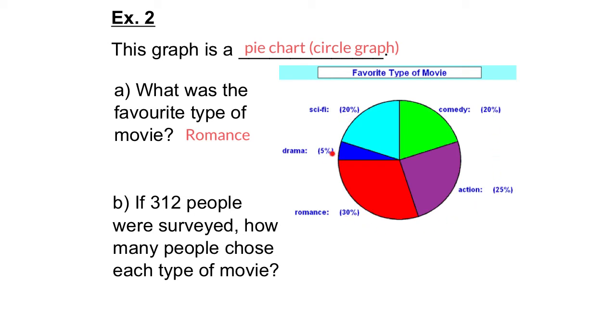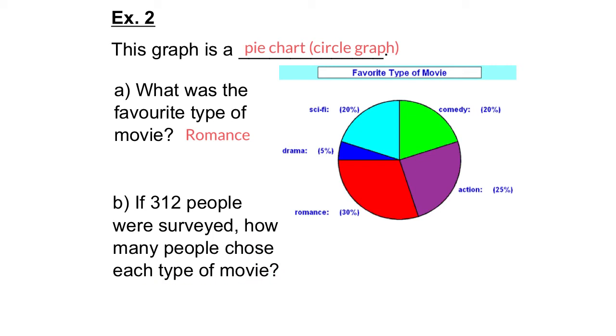20% said sci-fi, 5% said drama, 30% romance, 25% action, 20% said comedy. But those are percentages of people who answered. It's not the number of people who said these things. It's the percentage of the people who said these things. So if you want to know the number of people who answered these things, you're going to have to do a calculation. So for example, if there were 312 people that were surveyed, how many people chose each type of movie?